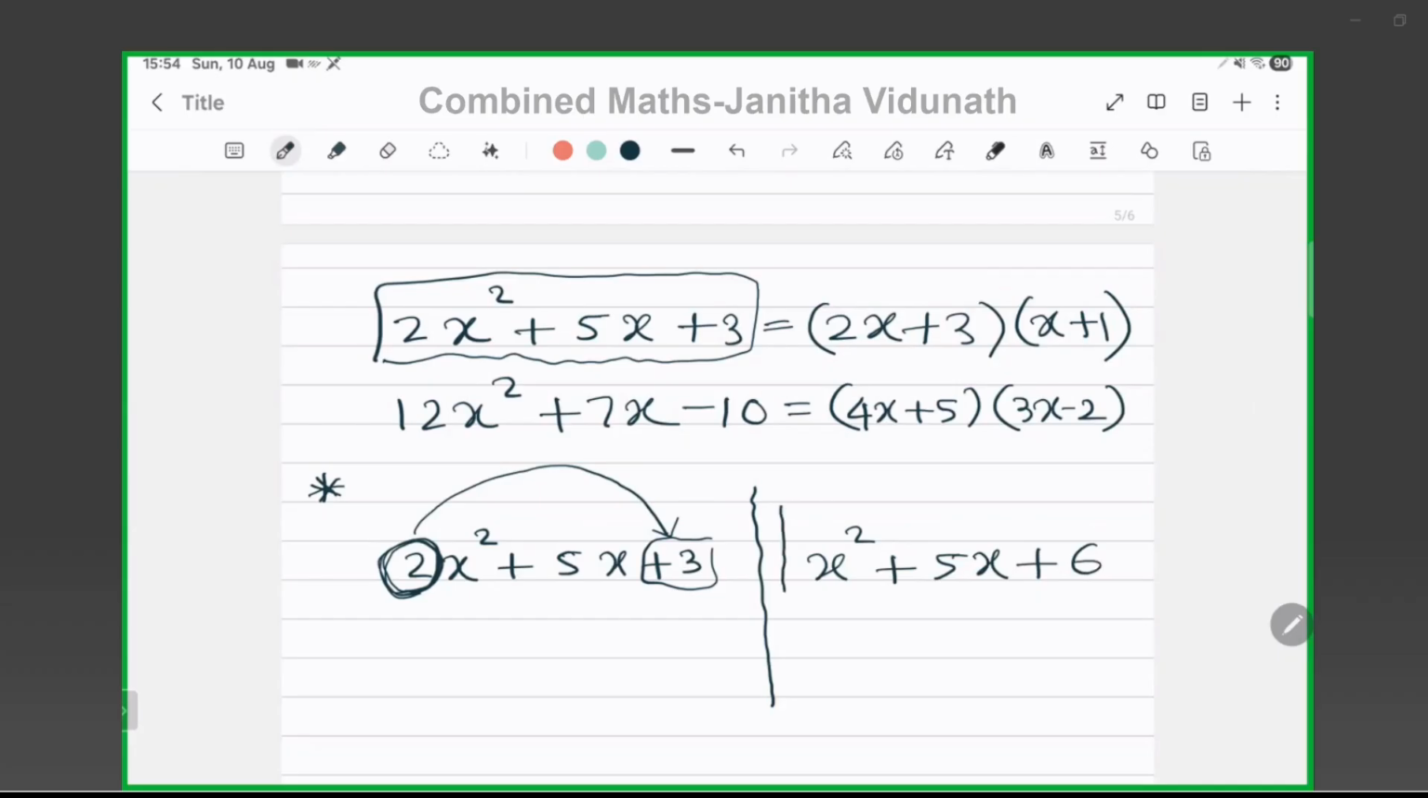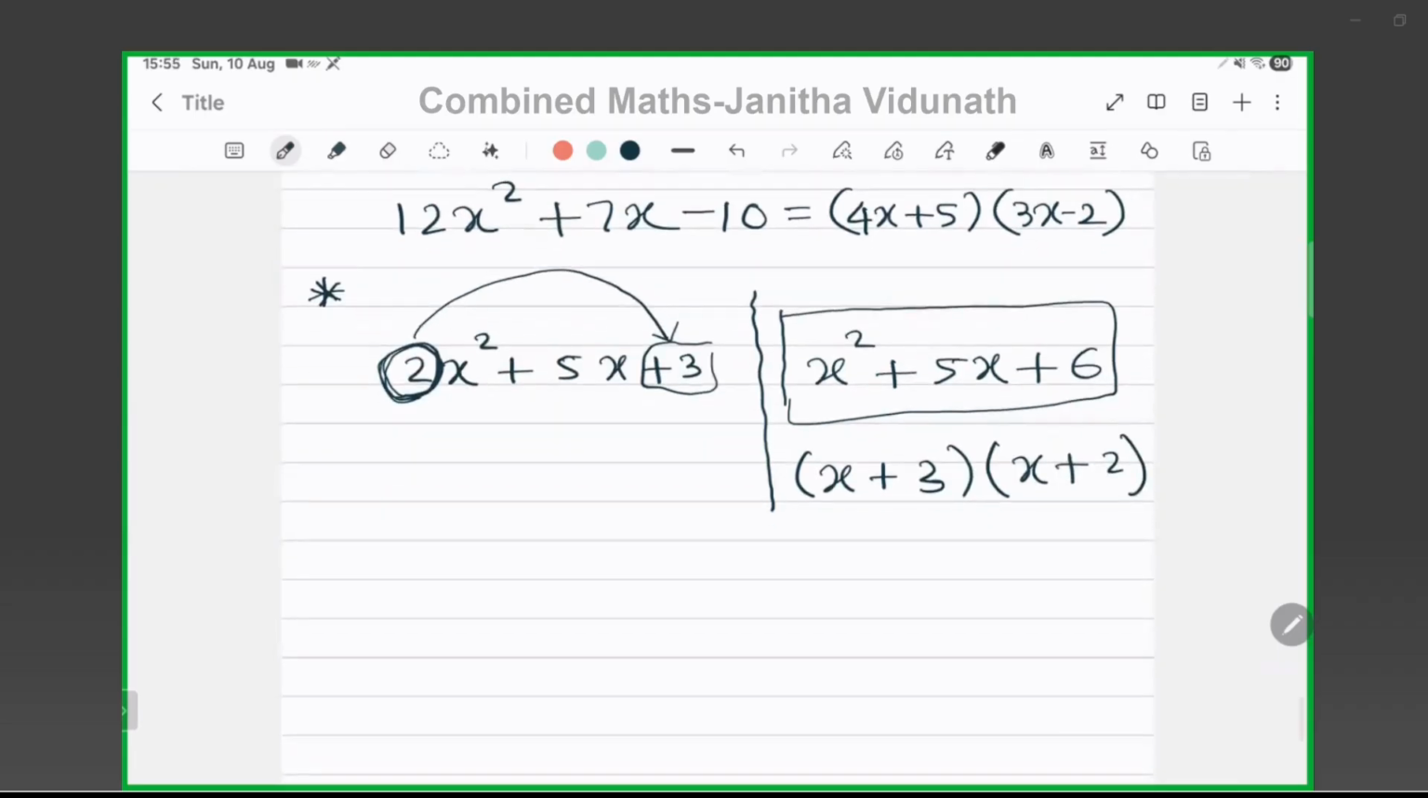This, we know, has a one-step solution for factorizing. It is simply x plus 3 and x plus 2. Let me repeat the steps. We remove the coefficient of the square term and give it to the constant term. Then we get x square plus 5x plus 6. Then we know the one-step solution for this. Then we write the solution.